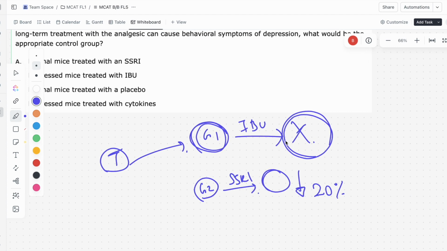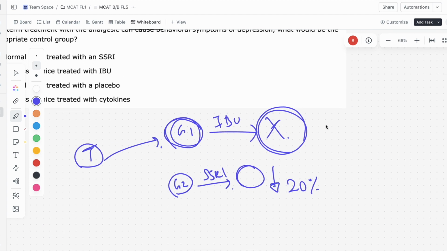Now, if we look at IBU from group 1, the IBU treated group, let's say the depression levels are 50%. Well, here's what we don't know. We don't know if this 50% is because IBU increased depression levels, because even though 50% is higher than 20%, you can also imagine that IBU doesn't cause symptoms of depression, and 50% depression is just a normal baseline for all mice, regardless of their treatment, or specifically untreated mice.